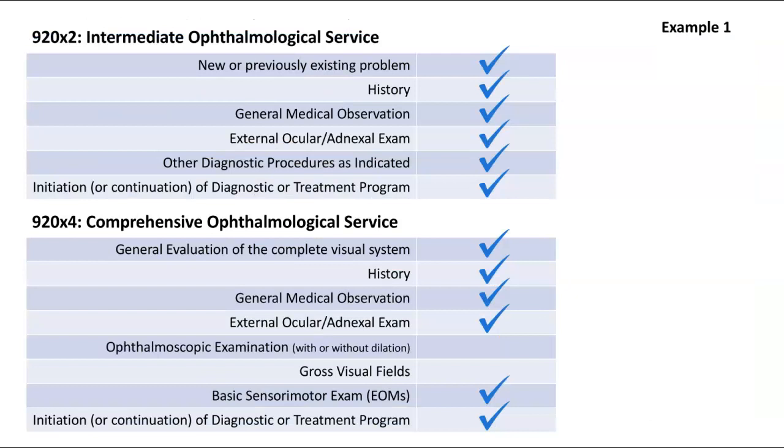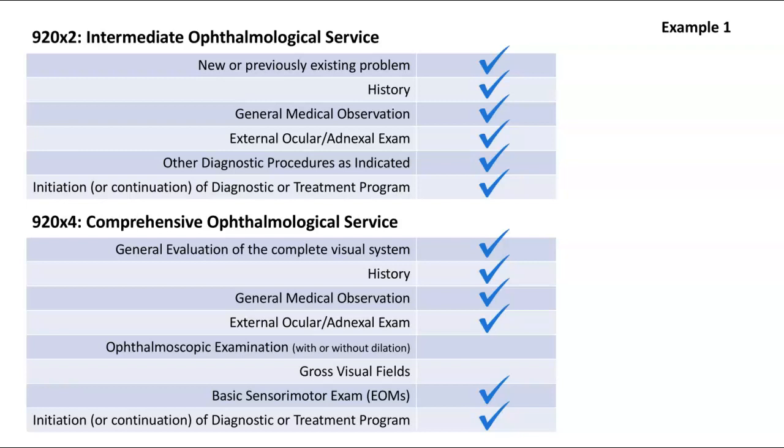For the 92,000 side, we graded that as a 99, and it's a level 4 established patient. For the 92s, you can see all those check boxes for an intermediate ophthalmological service. We did all this stuff. It was a new or previously existing problem. We did a history, general medical observation, the external ocular adnexa exam. We did some other diagnostic procedures if they were indicated, and then we have a treatment plan. So that earns an intermediate code.